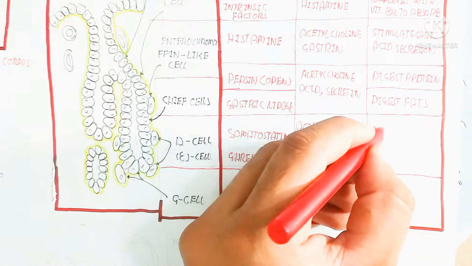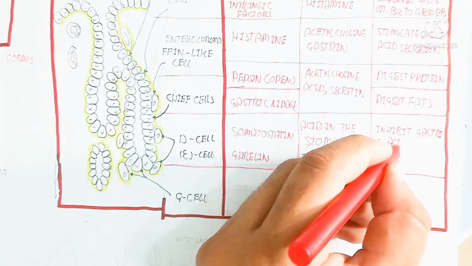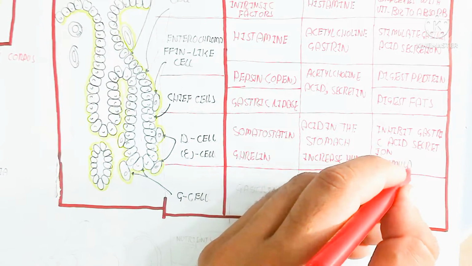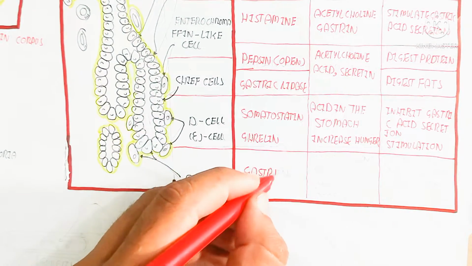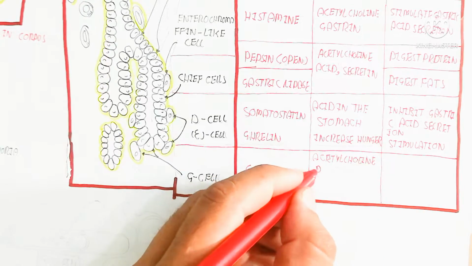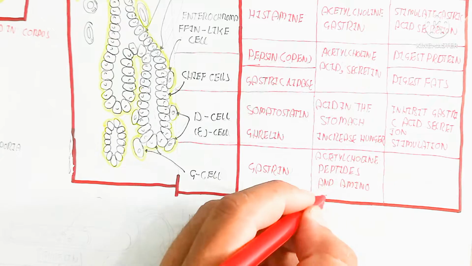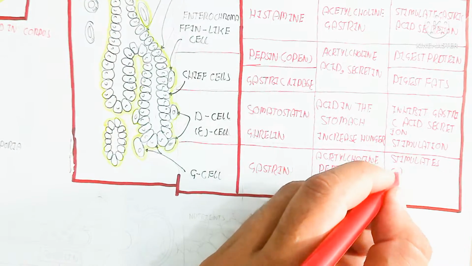Somatostatin acts on the acid in the stomach and inhibits gastric acid secretion, while ghrelin is used for increased hunger and stimulation. The G cell is responsible for secreting gastrin, stimulated through acetylcholine, peptides, and amino acids, and this stimulates the gastric acid secretion.